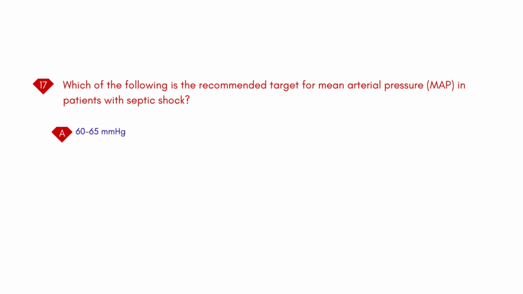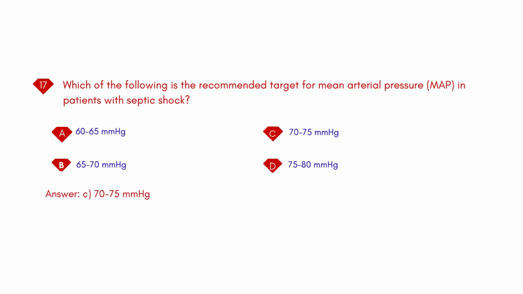Which of the following is the recommended target for mean arterial pressure, MAP, in patients with septic shock? A. 60 to 65 mm of mercury. B. 65 to 70 mm of mercury. C. 70 to 75 mm of mercury. D. 75 to 80 mm of mercury. Answer: C. 70 to 75 mm of mercury.